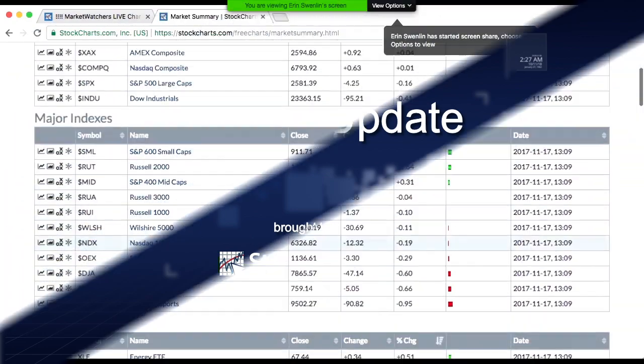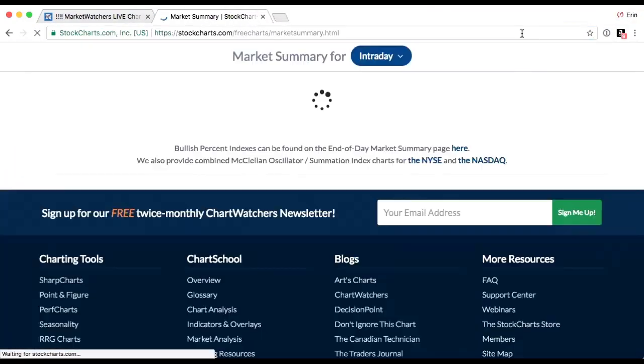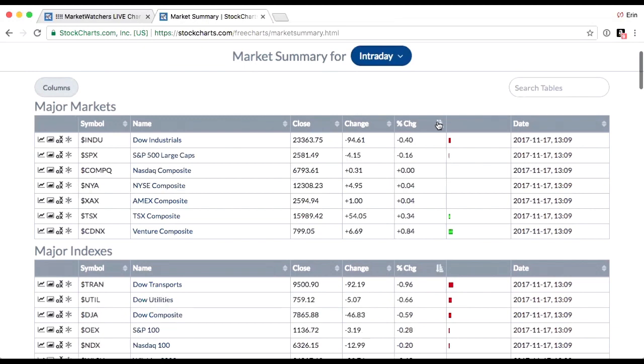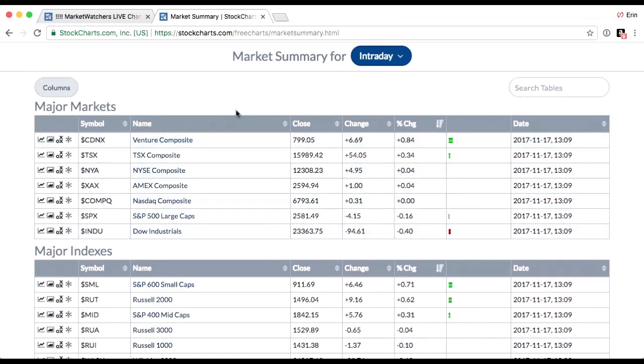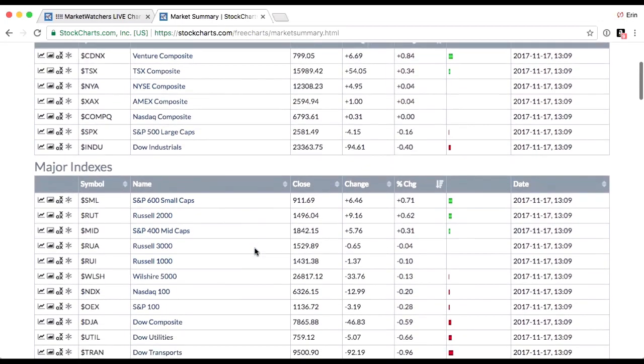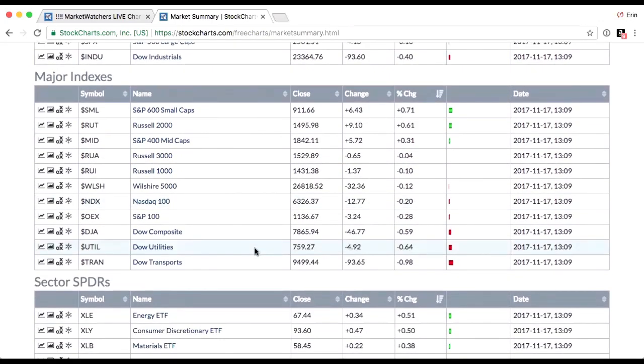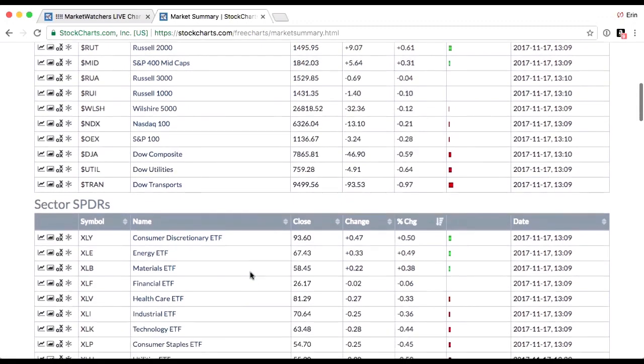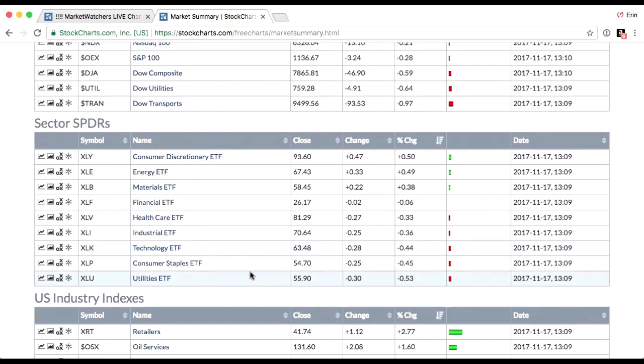Actually, we're right here on the market summary page, so I'm just going to start here. As you can see, Canada is showing really positive movement in comparison to the NYSE, S&P 500, and Dow, which are both down. Among major indexes, we are also seeing the small caps and mid caps really take off and lead today. As you can see, Dow Transports and utilities are the laggards today, with transports down almost 1%. Sector spiders, consumer discretionary is now on the top.